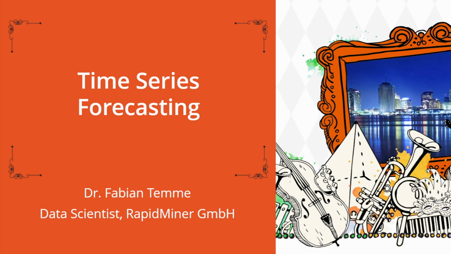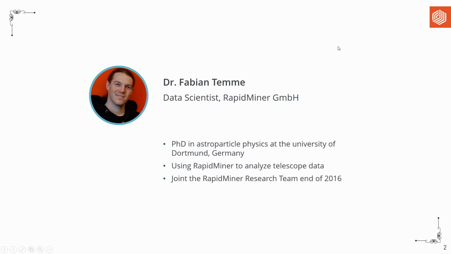My name is Fabian Temme and I'm a data scientist at RapidMiner. A few words about myself. I did my PhD in astroparticle physics at the University of Dortmund in Germany, and already then I used RapidMiner to analyze the telescope data. And at the end of 2016 I joined the RapidMiner research team, and I'm working on government-funded research projects, mainly in the data science area, and I'm focusing on time series analysis.